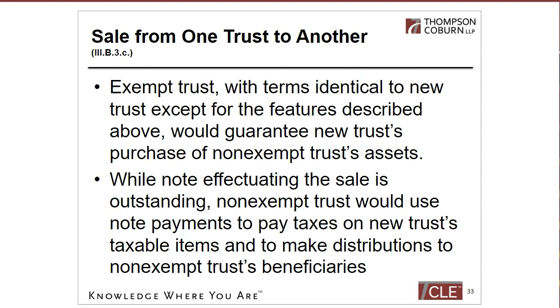So the idea is that the exempt trust would guarantee a sale. What we're going to do is have the non-exempt trust sell the assets to the new trust. The new trust is relatively thinly funded with only $5,000, but the exempt trust is guaranteeing that note. So the exempt trust is putting its substance behind that note so that we have a real sale going on here.